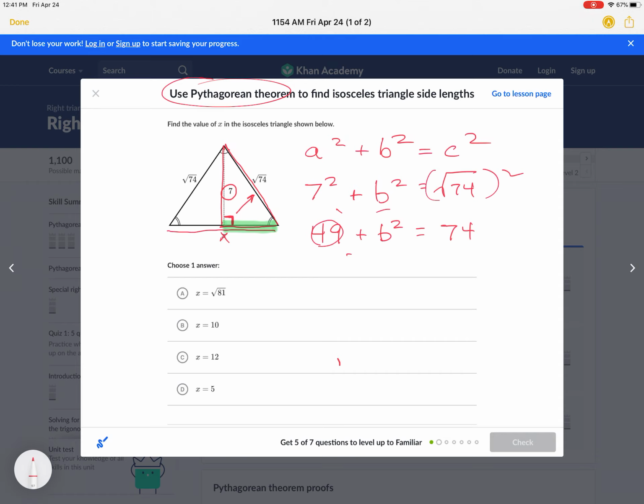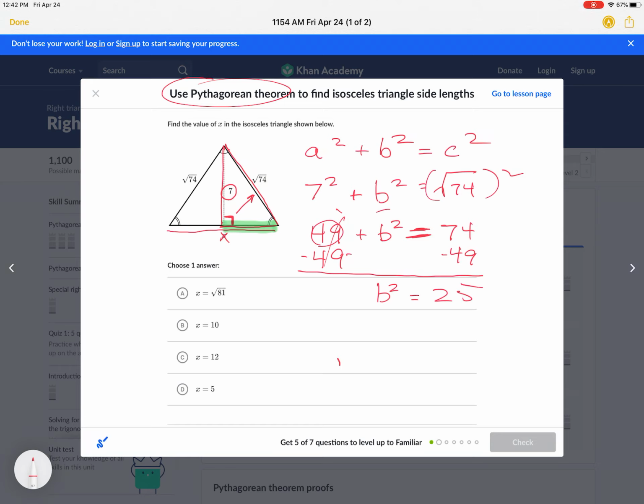And the 49 is being added to the b squared, so we're going to use inverse operations, and inverse just means opposite, in order to remove the 49, to get rid of it. Remember, if we get rid of 49 on one side, we need to get rid of 49 on the other side because we have an equation. All right, so we're going to subtract 49 over here so that our equation remains balanced. And 49 minus 49 equals nothing, which is what we wanted, and we end up with b squared equals 74 minus 49, which is 25.